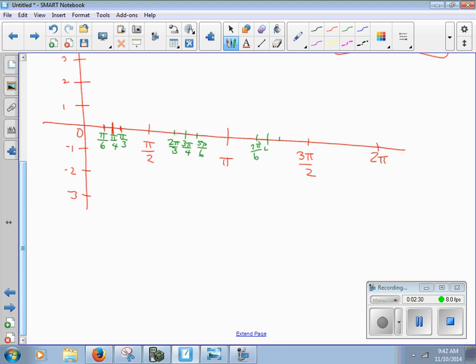2 pi over 3, 3 pi over 4, 5 pi over 6, pi. 7 pi over 6, 5 pi over 4. What's right? 4 pi over 3. 3 pi over 2. 5 pi over 3. 7 pi over 4. And 11 pi over 6. Here, 7 pi over 6. That looks like crap.